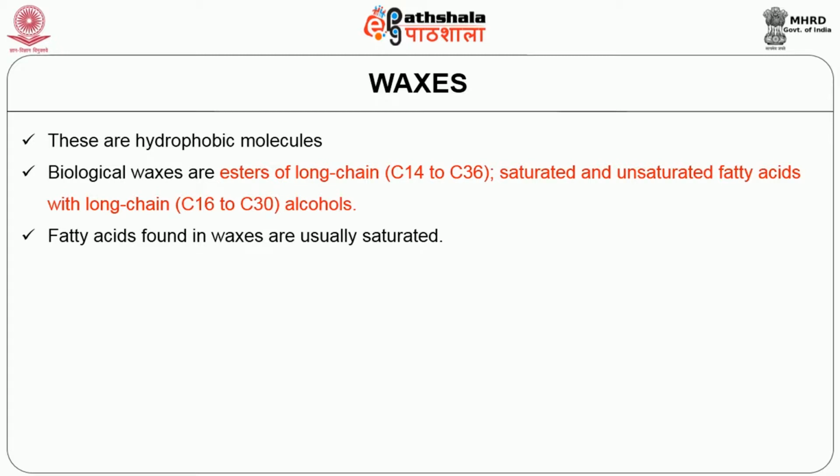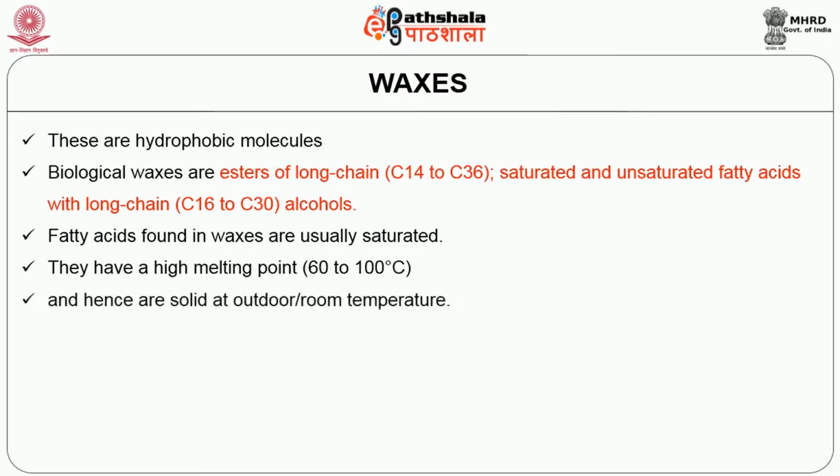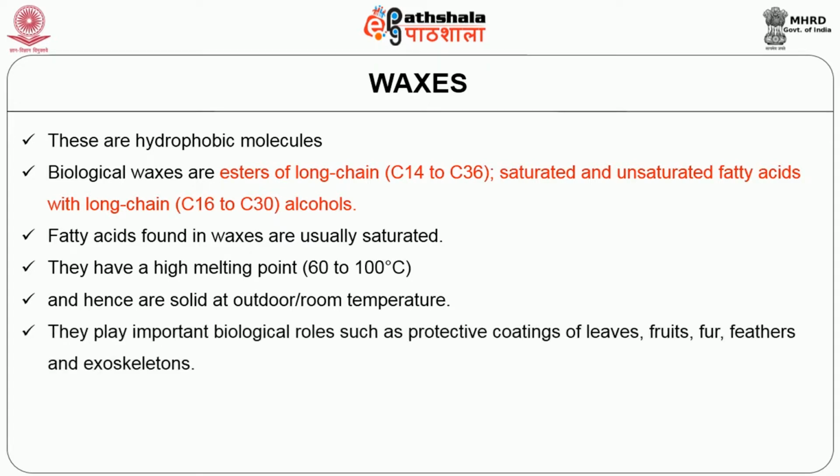Hence they have a very high melting point, 60 to 100 degrees C, and they are solid at room temperatures. They play a very important biological role as protective coatings of leaves, fruits, fur and feathers and exoskeletons of animals. So both for plant kingdom and animal kingdom, waxes are very important. And the biological waxes find a variety of application, and examples of biological waxes are beeswax, wax from the plant origin.